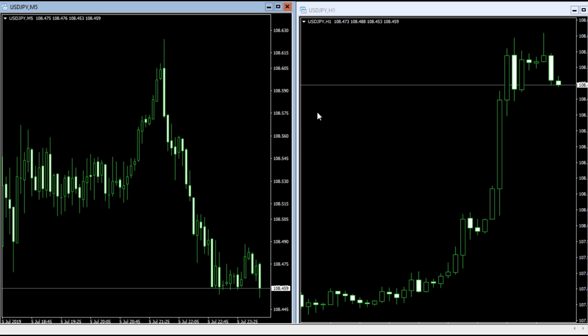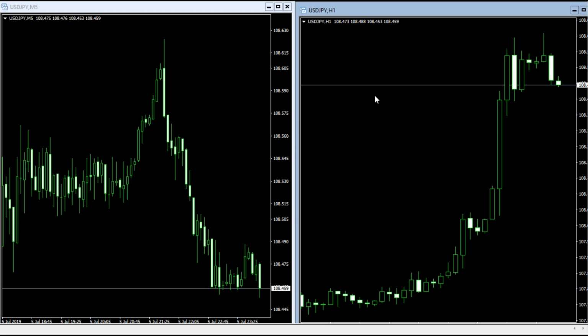So here we have the USD JPY pair. The first thing we're going to do is place some indicators.